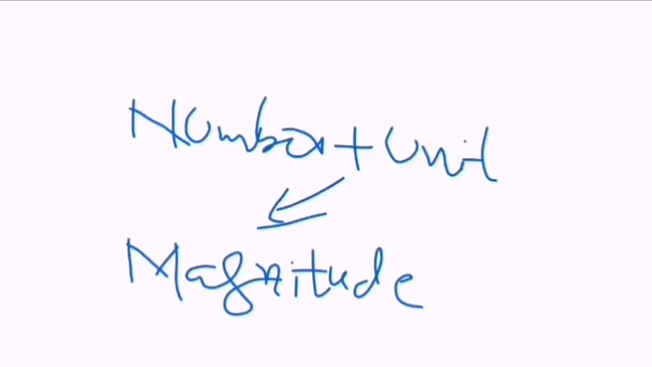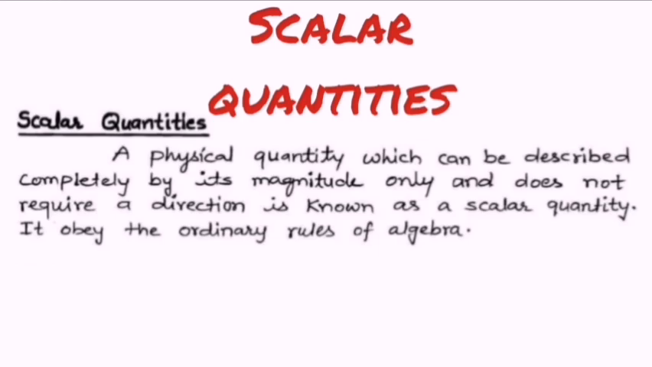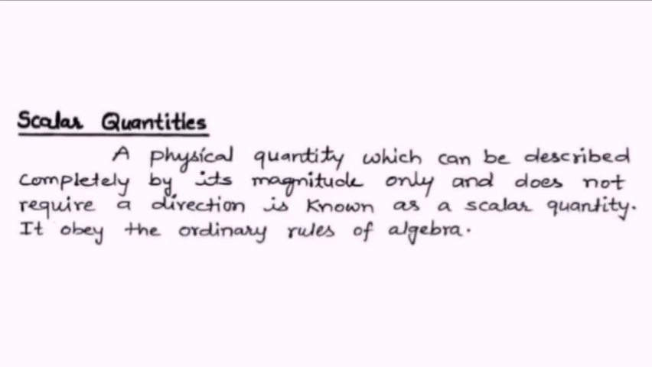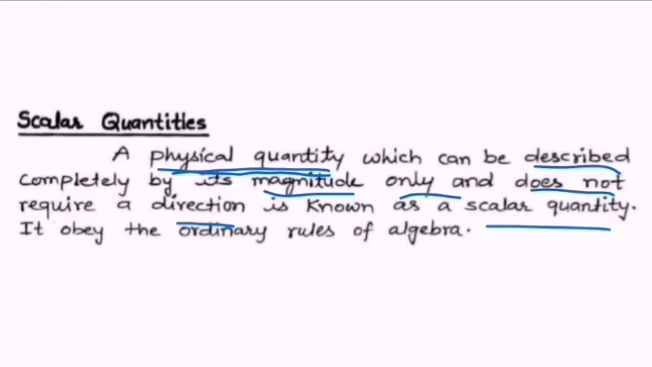Now we have to define scalar quantities deeply. A physical quantities. What is physical quantities? Physical quantities means those quantities which is measurable. A physical quantities which can be described completely by its magnitude only and does not require direction is known as scalar quantities. It obey the ordinary rules of algebra.